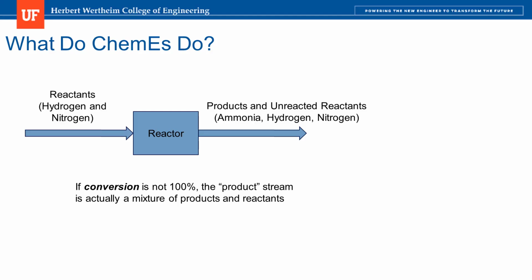A chemical engineer also must know how to handle real aspects about the process that are not perfect like they are in introductory classes. For example, in your chemistry class, you might not have even considered what happens if a reaction does not proceed to completion. Indeed, in real processes, very often the reactants are not completely converted into products. The result is a product stream that is actually a mixture of products and unreacted reactants.